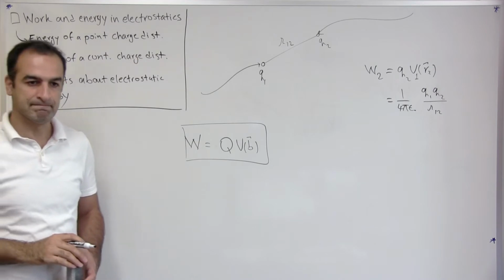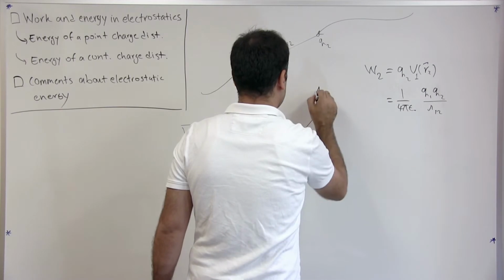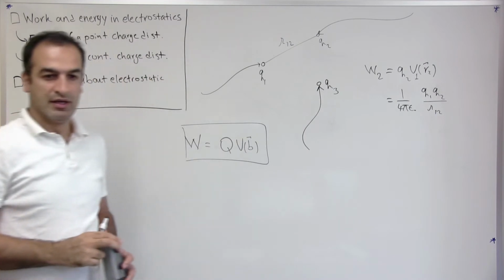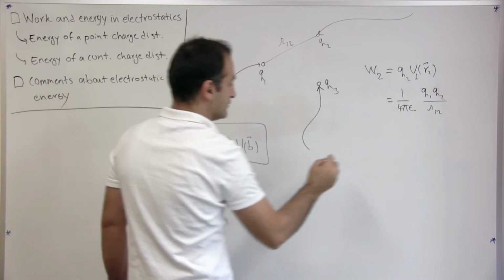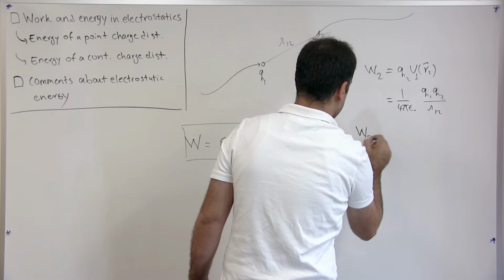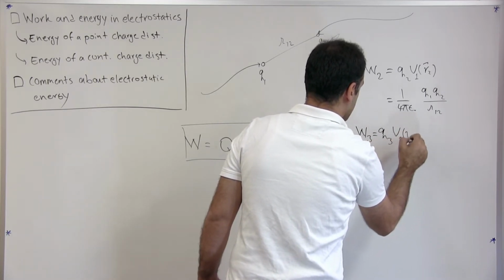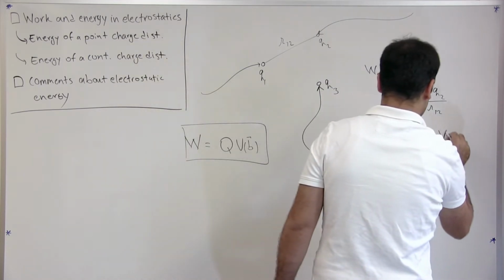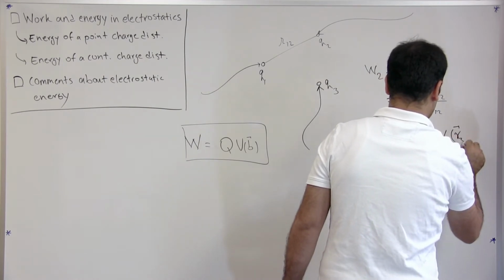And then if you bring another particle, let's say number 3, Q3, to this point, Q3 is interacting with both number 1 and number 2. The work needed to bring this, W3, is Q3 times V1 at R3 plus Q3 times V2 at R3.